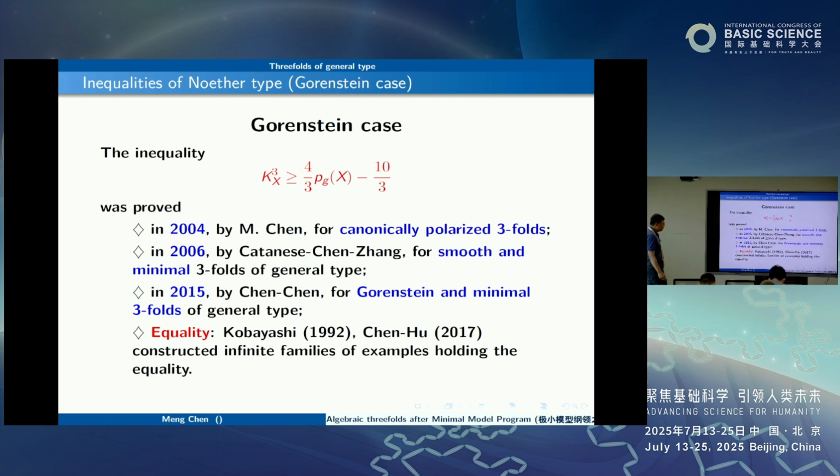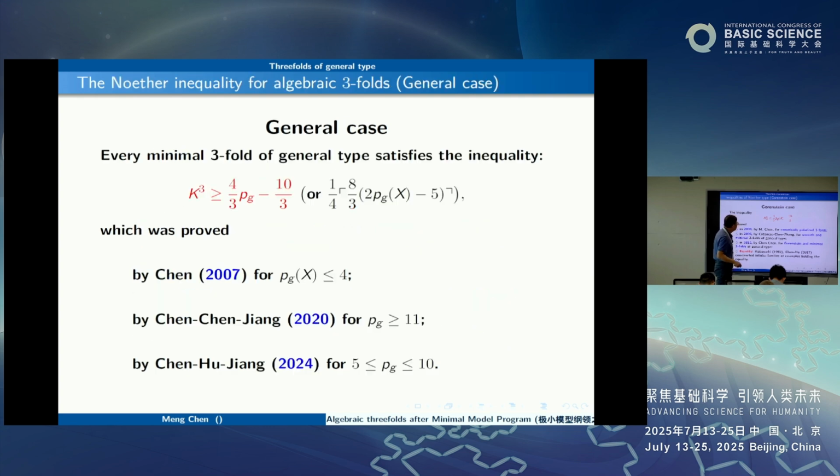Then there were some new constructions, but all these examples were found by doing double coverings. In the general case, we only assume X is minimal, that means K_X is Q-Cartier and K_X is nef and big. Then this inequality was proved only until recently. Starting from 2007, I wanted to study the case when the geometric genus is smaller.